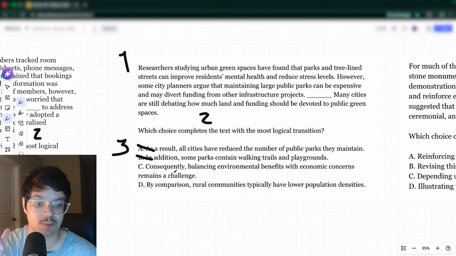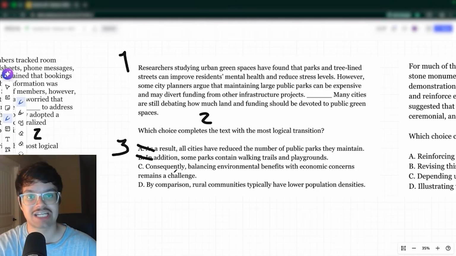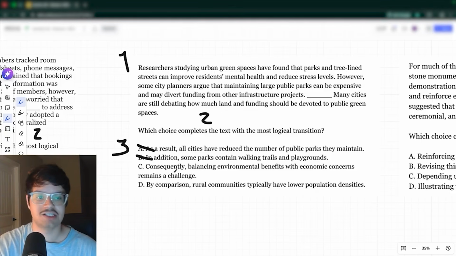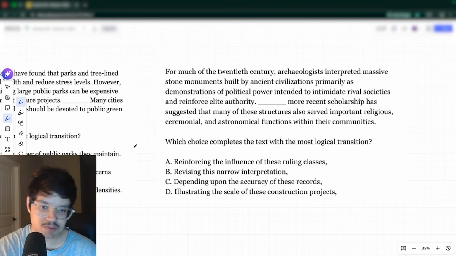Consequently, balancing environmental benefits with economic concerns remains a challenge. Okay, so that definitely works. So it's saying here there's still this kind of debate. People are arguing about it, but some people agree, some people don't. If you just look at D real quick, by comparison, rural communities develop low property. Okay, that has nothing to do with what we just said. So definitely C would be the right answer here. Sometimes they're not as long though.